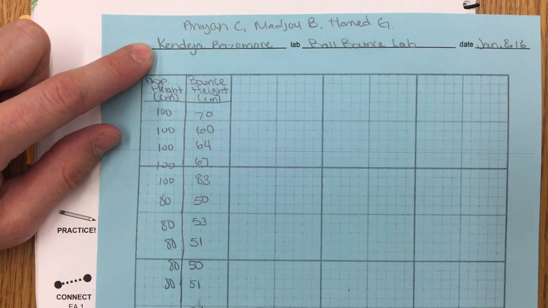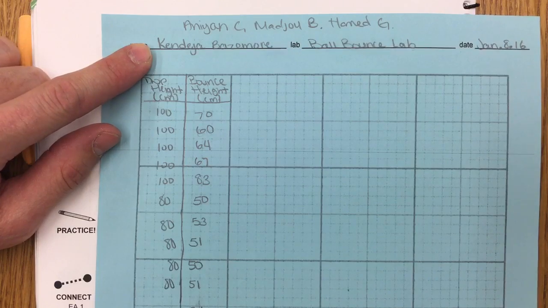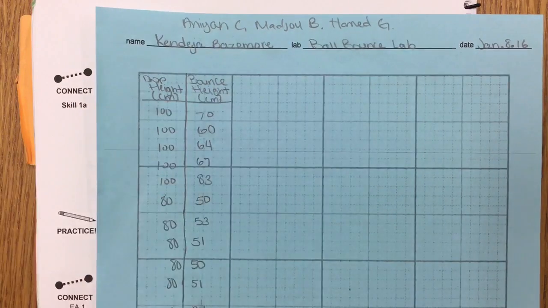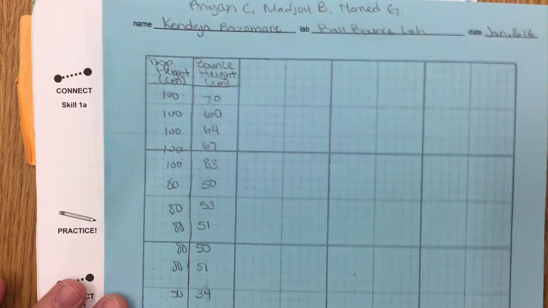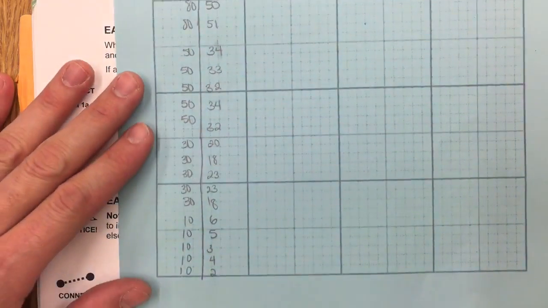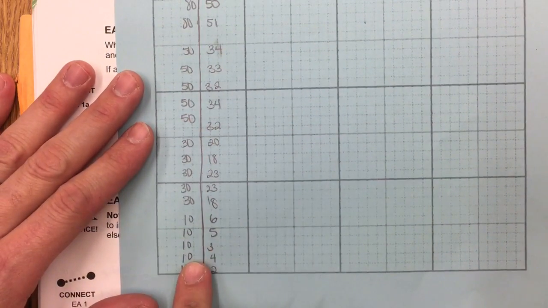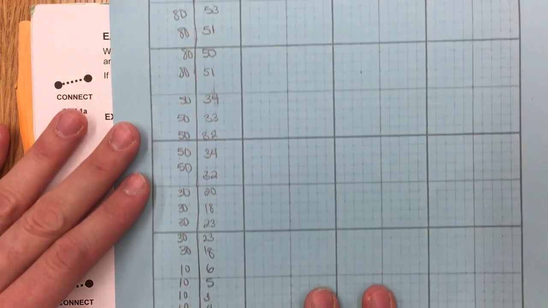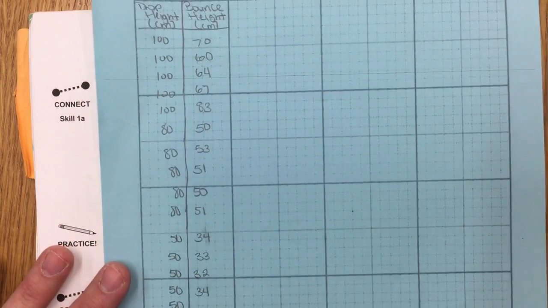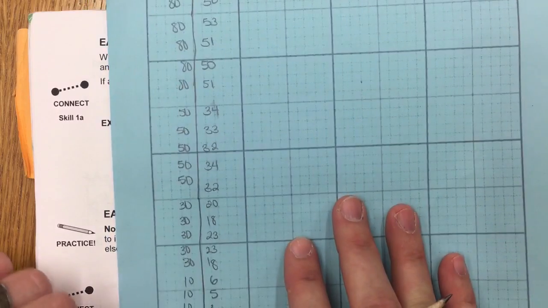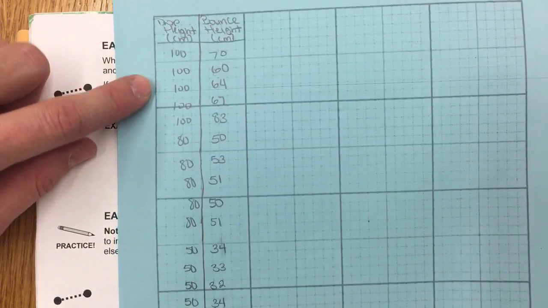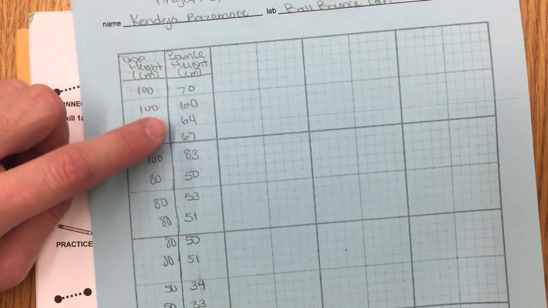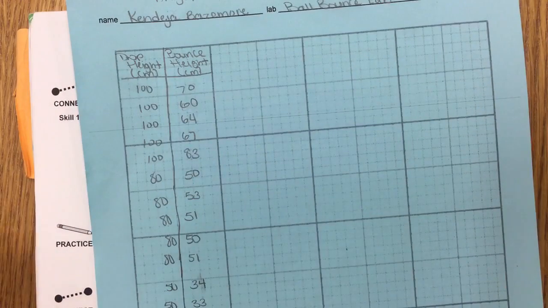This is Khadijah's data table. She was working with Anaya and Maju and Hamed. They all did fantastic work today. And we can see from looking at these numbers that there is a pattern, that as the drop height numbers decrease from 100 to 80 to 50, the bounce height numbers in general decrease also.